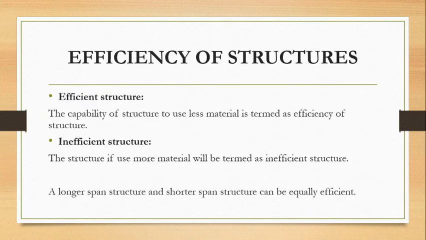Efficiency of structures. In terms of efficiency, the structures are of two types. First one is the efficient structure. The capability of a structure to use less material is termed as efficiency of structure, whereas a structure that uses more material will be termed as an inefficient structure.